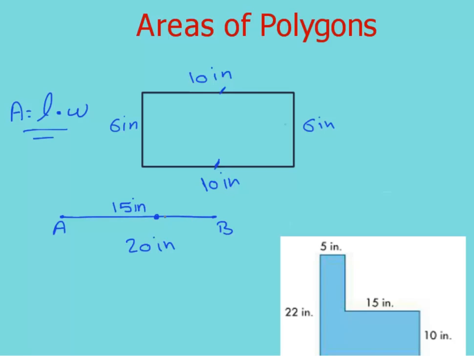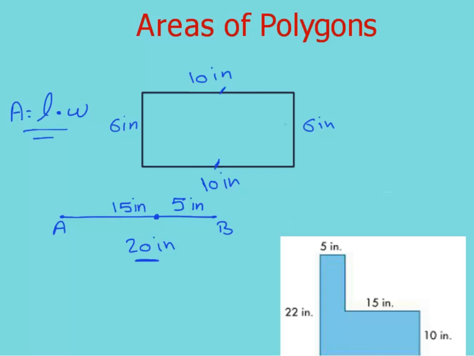what is the distance here? Yes, directly, the distance here must be 5 inches. Why 5 inches? Because 15 plus 5 gives me 20 inches. Or another way, 20 minus 15, the answer is 5. The total minus the part gives me the other part.